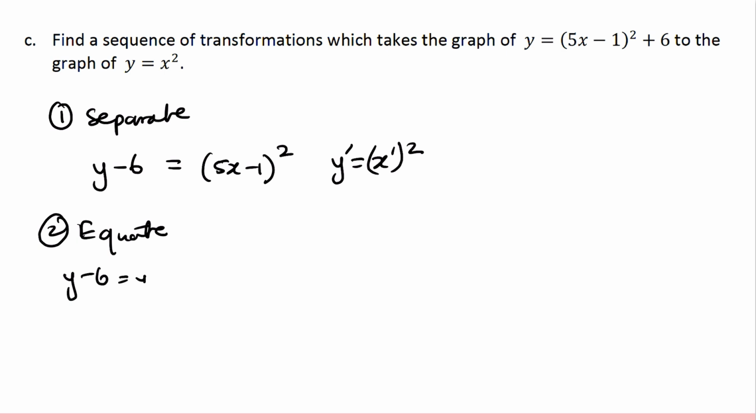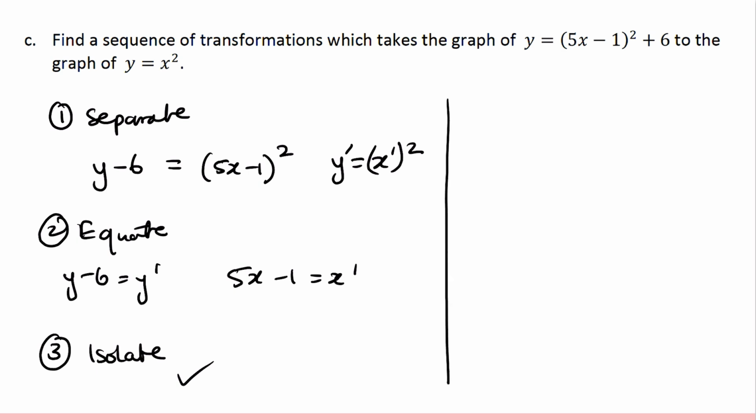So y minus 6 is y dash. 5x minus 1 is x dash. For step 3, it's to isolate. However, again, because we're going from more complicated to simple, it's already done. And then step 4 is to describe.